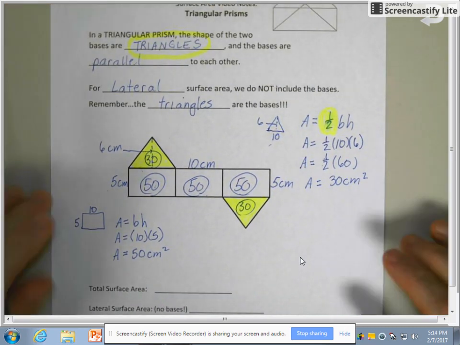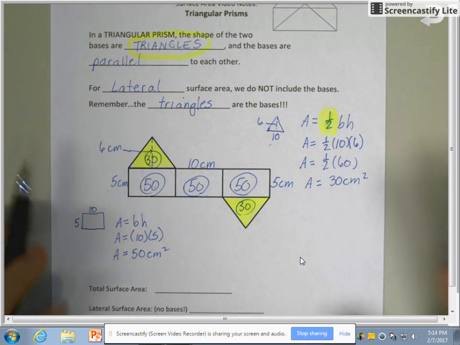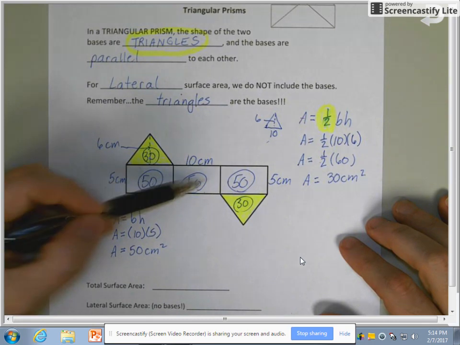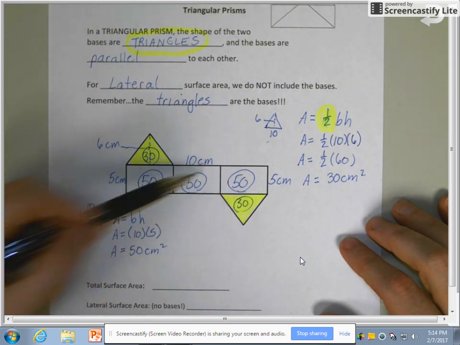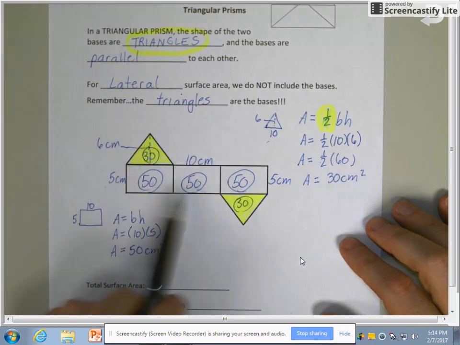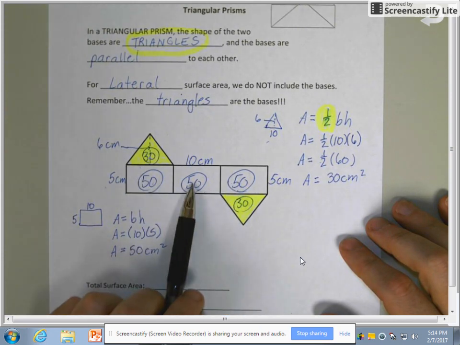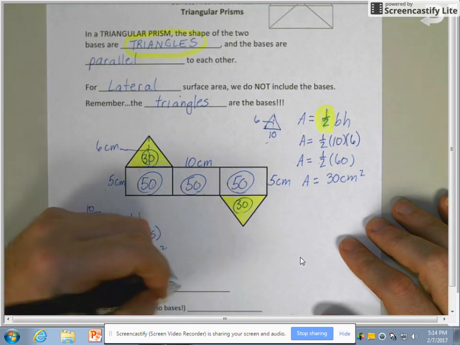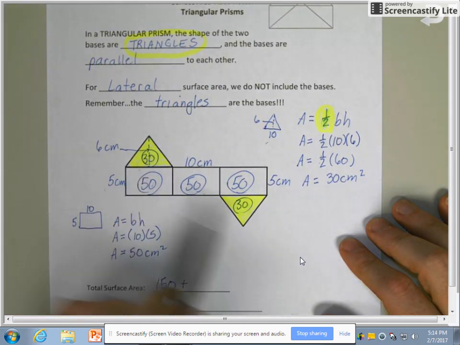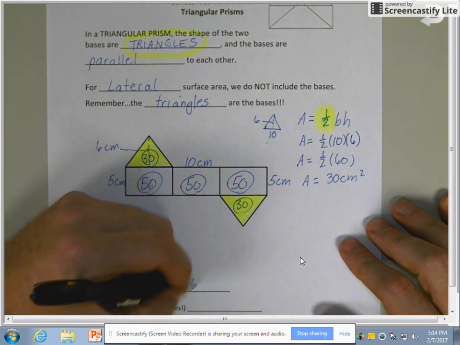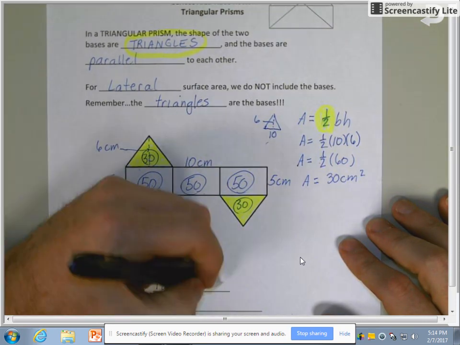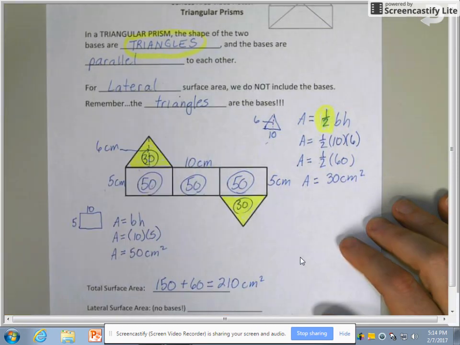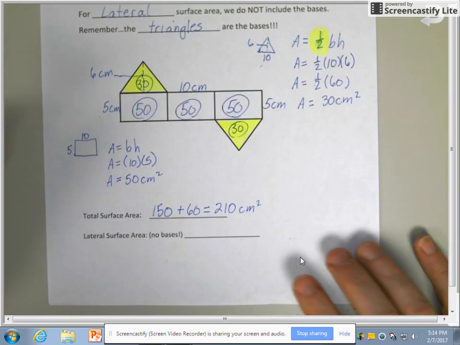Now, we're going to do total surface area. So if we do total surface area, that means we're going to add all of the surfaces. Well, if we add these three here, 50 plus 50 plus 50, that's 150, plus 30 plus 30 is 60. So we have a total of 210 square centimeters, or centimeters squared.